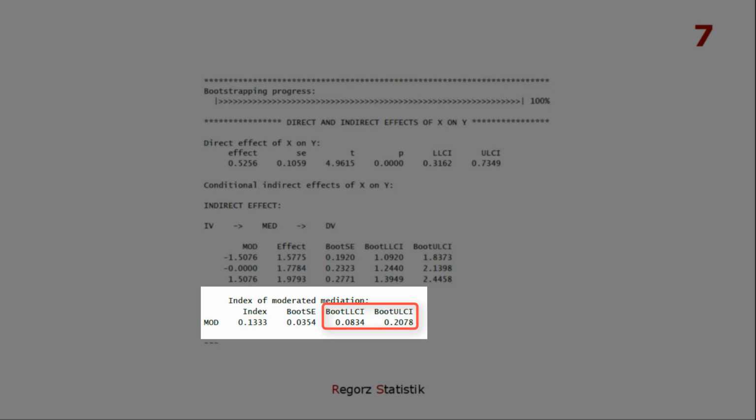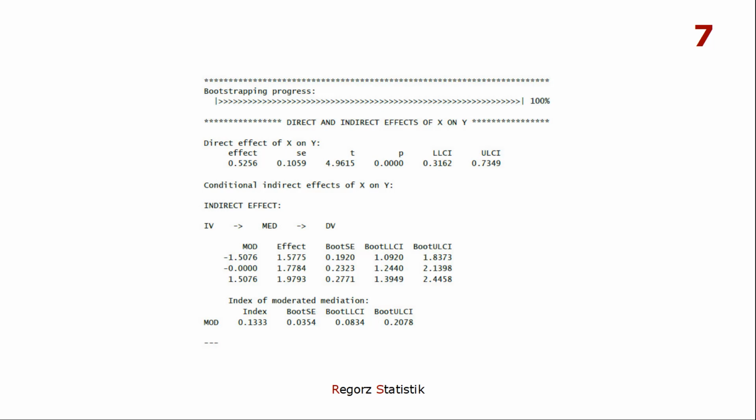And we have to look at those 2 limits, the lower limit and the upper limit, whether those limits include the 0 or not. In this case, they don't include the 0, so this index of moderated mediation is significant. So we know that we have a moderated indirect effect.